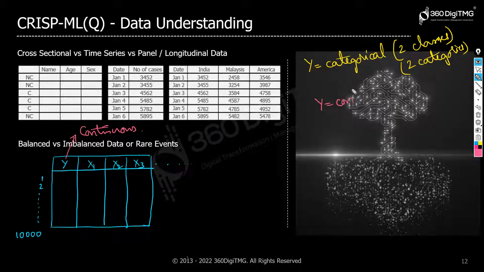Okay. Why would that be continuous in nature? Because salaries can be in decimal format also. If you open your bank statement and look at the money that you have in your bank account, it might say 10,000.03, so on and so forth. So it would be represented in decimal format.